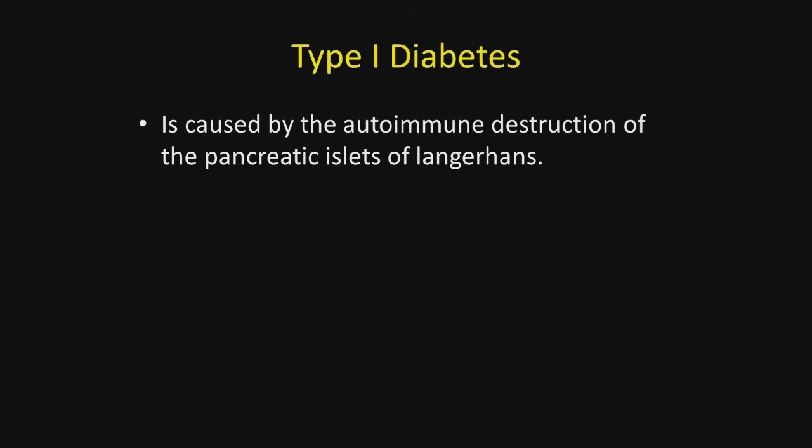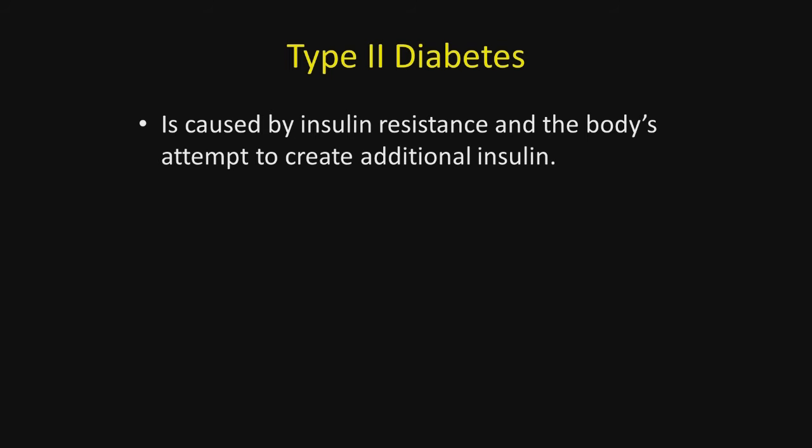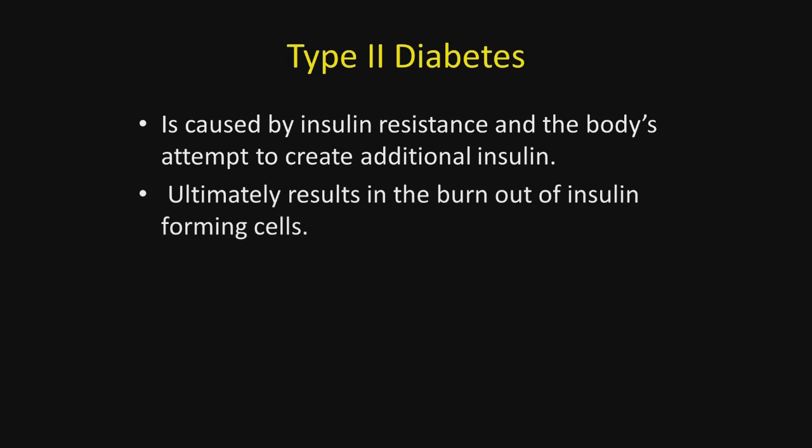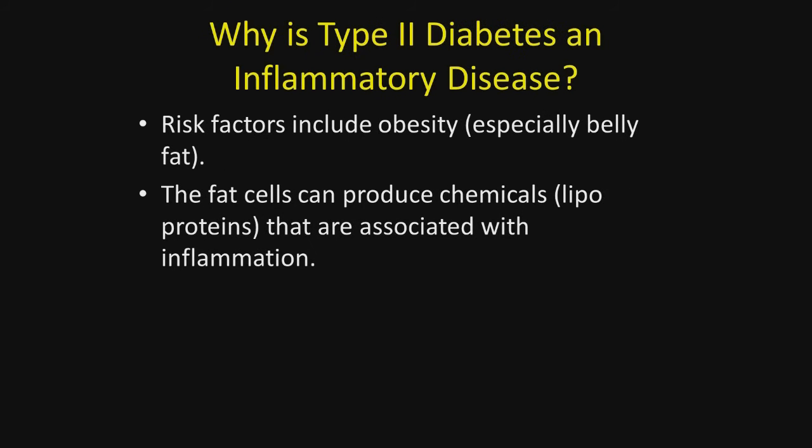Let's talk about diabetes type 1. It is caused by an autoimmune destruction of the pancreatic islets of Langerhans. Number 2, T cells play a primary role. Type 2 diabetes, by contrast, is caused by insulin resistance and the body's attempt to create additional insulin. Ultimately, this results in a burnout of the insulin-forming cells.